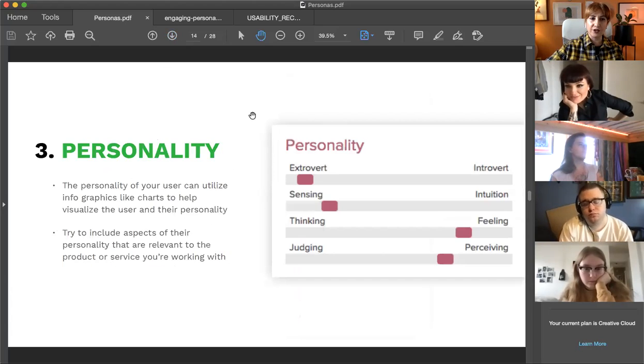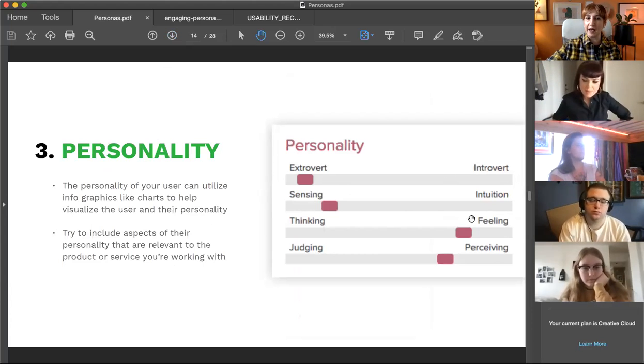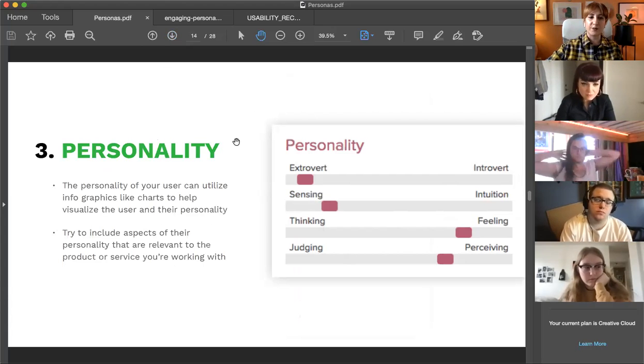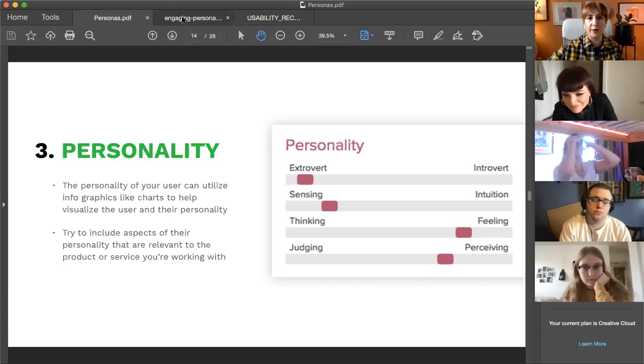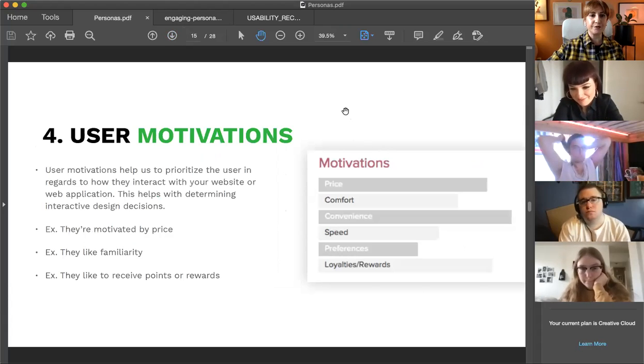Your personality range. The personality of your user can utilize infographics like charts to help visualize the user and their personality. So kind of doing a sliding scale, because you're not just creating one, you're going to have a few of them. That's where you can create one sliding scale, and then that's where you find your range for your different personas. Try to include an aspect of the personality that is relevant to the product or the service you're working with. So think about what your final goal is, and then direct some of that there.